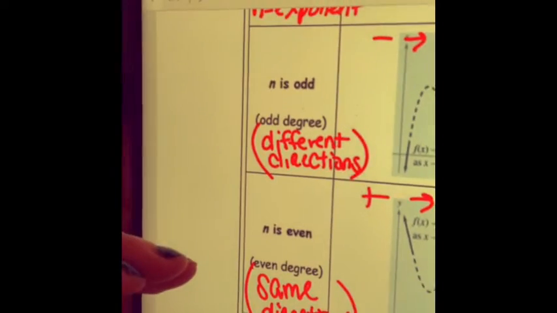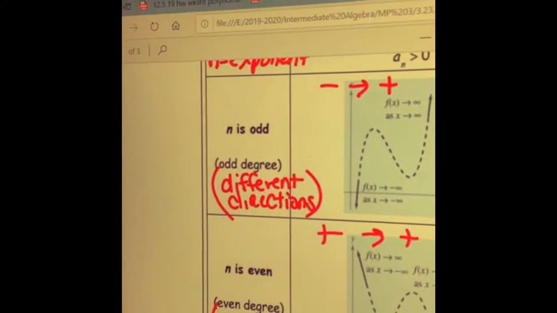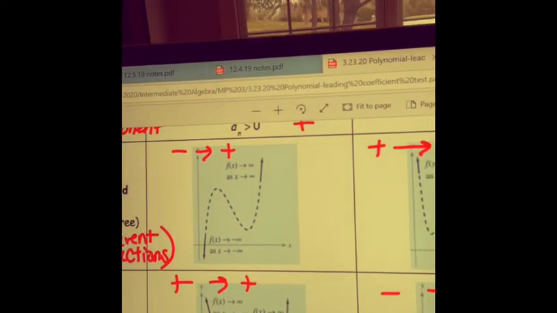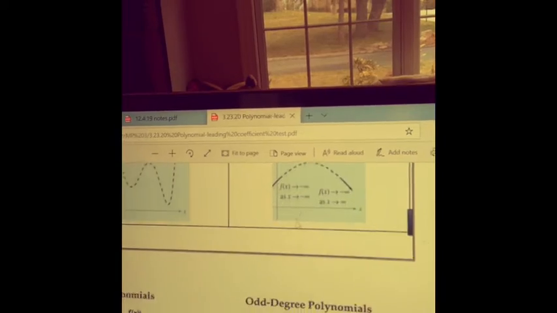The next row is if your exponent is even. If your exponent is even, that means the arrows are going to be pointing in the same direction. If you look at the first column, you have a positive leading coefficient, which means it's going to end up. Well, if it ends up, it has to start up as well since they are the same. The one to the right of that has a negative leading coefficient, which means it's going to end down. Well, if it ends down, it has to start down as well since they have to be the same. All right, we're going to go through some examples, and you have all of this in the notes that I sent out.